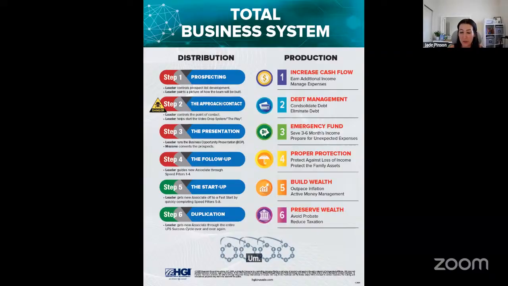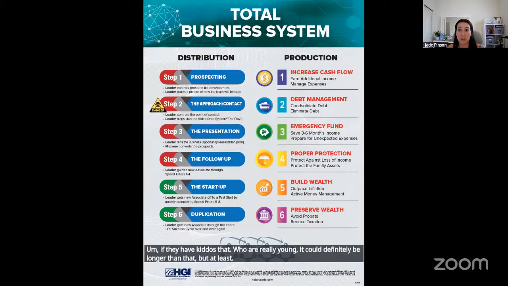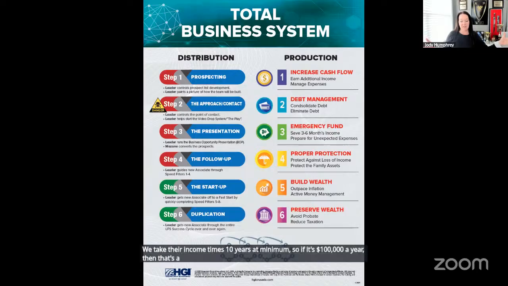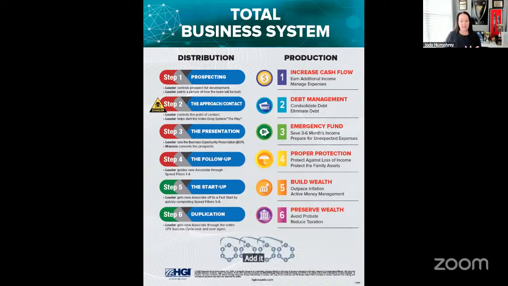Well, roughly we use 10 times the spouse's income. If they have kiddos who are really young, it could definitely be longer than that, but at least in the next 10 years, replacing that income. Awesome. Thank you. So we take their debt, we take their income times 10 years at minimum. So if it's 100,000 a year, then that's $1 million, right? Times 10. Add it to their mortgage debt plus any kid's college education they want to pay for, and that is the minimum death benefit need that client has.